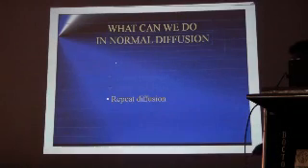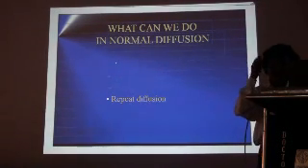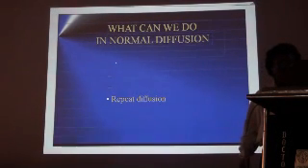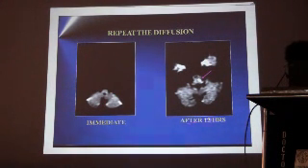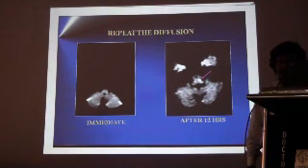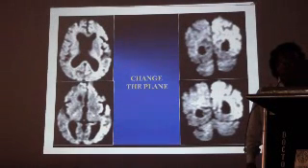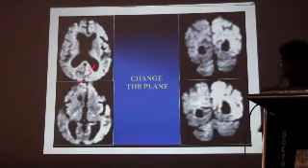We can do this: if there is normal diffusion but the patient is definitely symptomatic, repeat the diffusion. Immediately there may be no abnormality, but after 12 hours the diffusion is positive, or shows signs. Okay? Or we change the plane. This plane is not visible. In the coronal plane, there are signs.